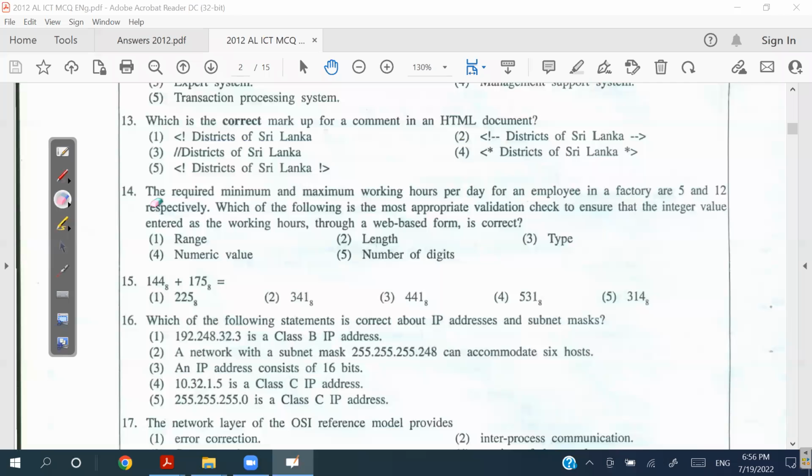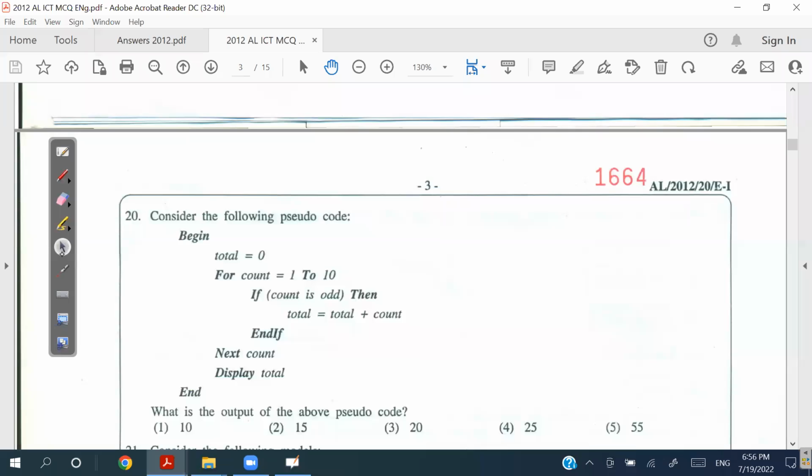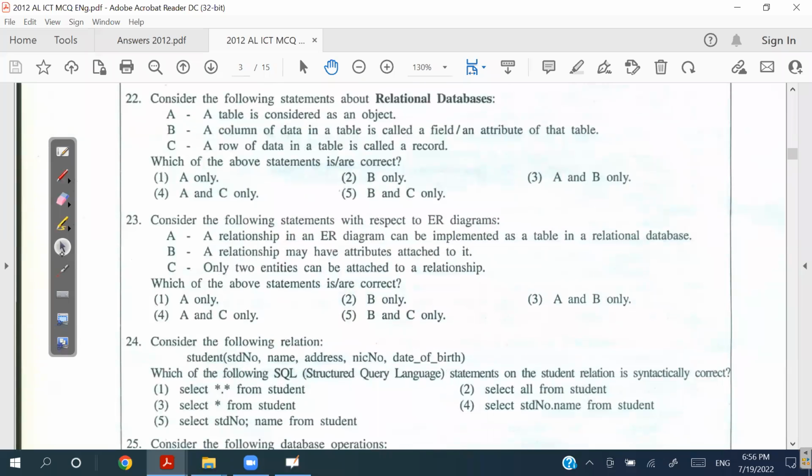Moving to the 22nd. Consider the following statement about relational databases.